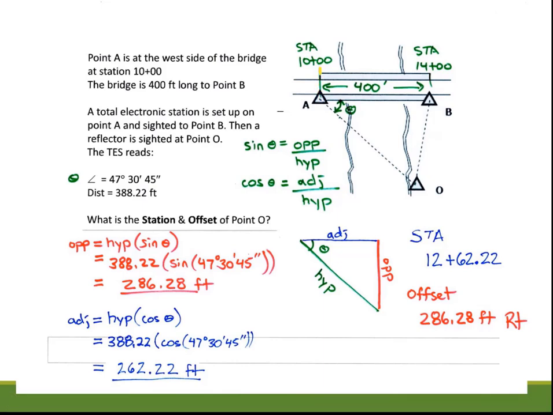I've labeled the station at point A as 10 plus 00, and I know the station at point B is 14 plus 00, since it's 400 feet ahead from point A.